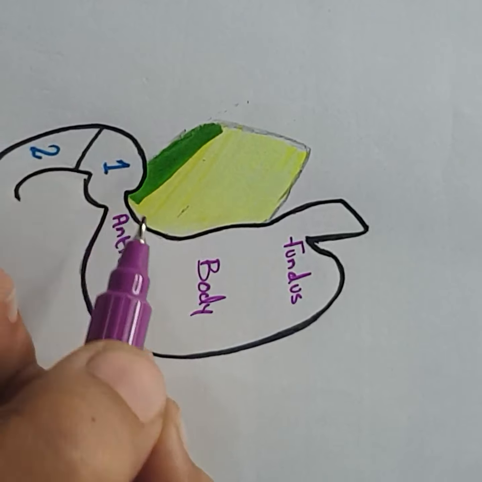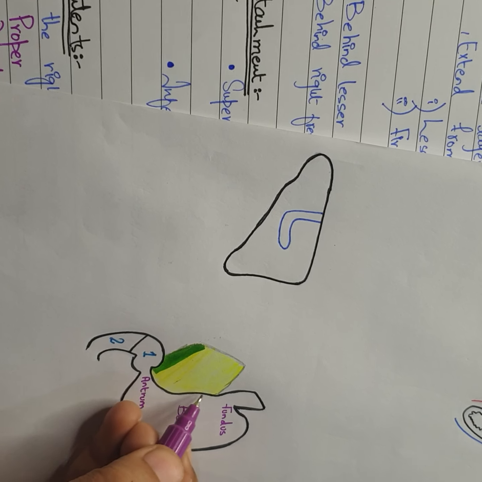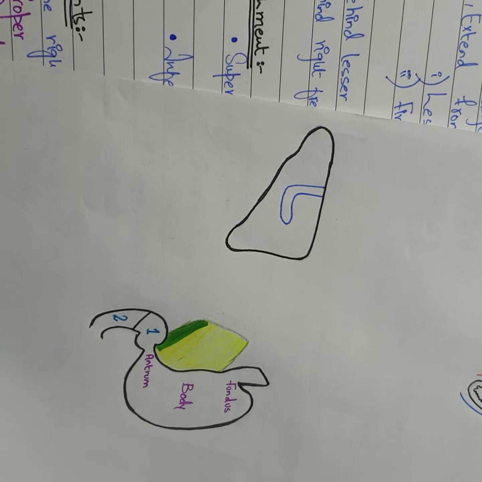Okay, so now the lesser omentum was superiorly attached to liver, and inferiorly it is attached to the lesser curvature of stomach, and to the first 2 centimeter of duodenum, to the first 2 centimeter only of the duodenum. Now the thing you are seeing in yellow and green is the lesser omentum.